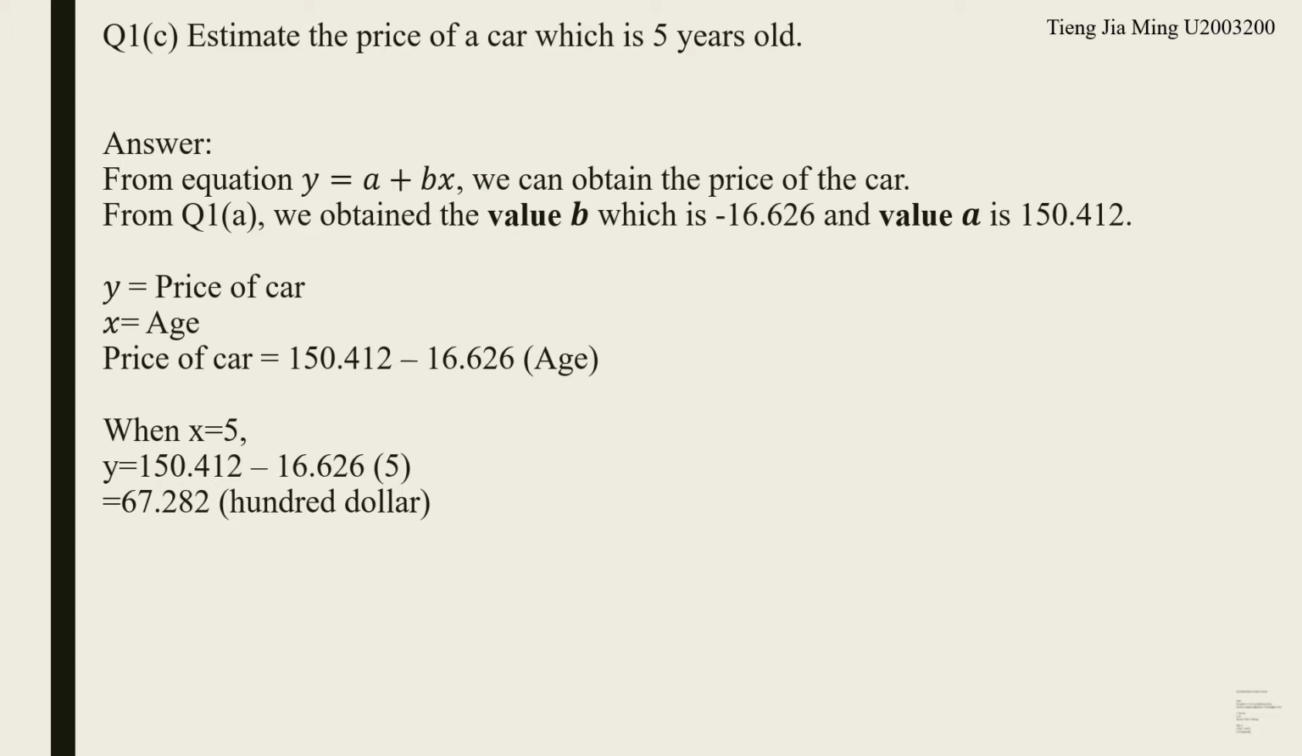Question 1c. Estimate the price of a car which is 5 years old. From the equation y equals a plus bx, we can obtain the price of the car. From question 1a, we obtained the value b, which is negative 16.626, and the value a, which is 150.412. As we all know, y represents the price of the car and x represents age. When we substitute 5 into x, we get the answer, which is 67.282 in units of $100.